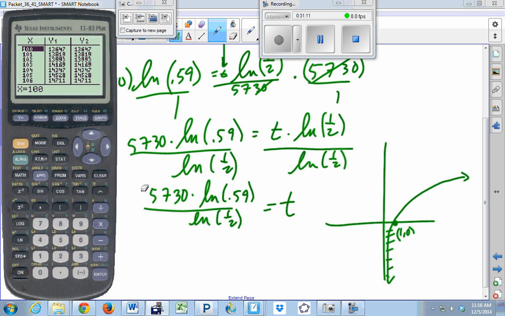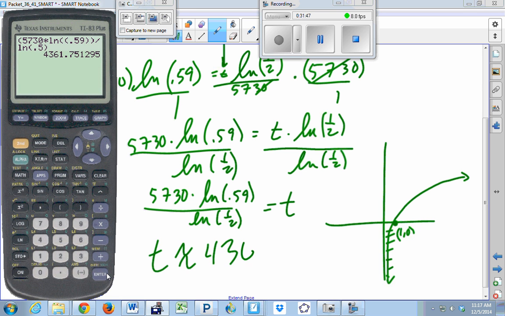So let's figure that out by throwing it into our handy dandy calculator. I'm going to put the entire numerator in parentheses. So we have parentheses 5730 times the natural log of 0.59, close parentheses, divided by the natural log of 1/2. And that gives me 4,361.75 years old. So that's 4,362 roughly. So t is approximately 4362.